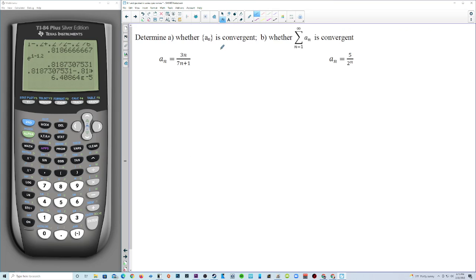Determine A, whether the terms converge to a value, and B, whether the series is convergent. So A will do the limit as n approaches infinity of 3n over 7n plus 1, and that is 3/7. So converges to 3/7. B, is the series convergent? Well, 3/7 does not equal 0. So diverges. Diverges by nth term test.